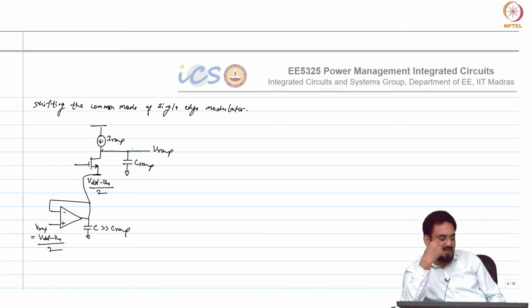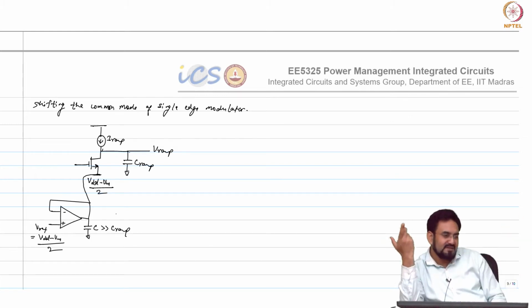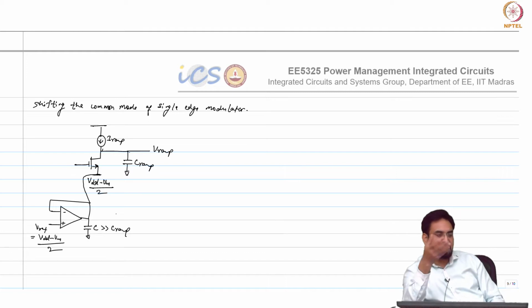What could be another, simpler way? If I do not want to use this, but I want to keep it roughly at VDD minus VM by 2, this need not be very accurate. If you are off by plus minus 100 millivolt, that is also fine. Can we use some other way where I may not be very accurate, but still I can achieve the same kind of behavior? What if I use a PMOS to reset this instead of NMOS?